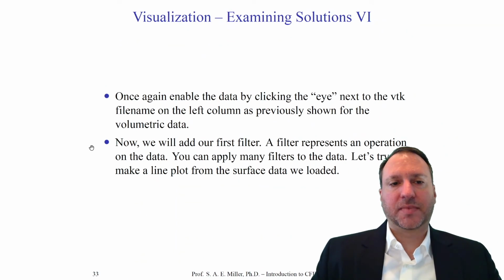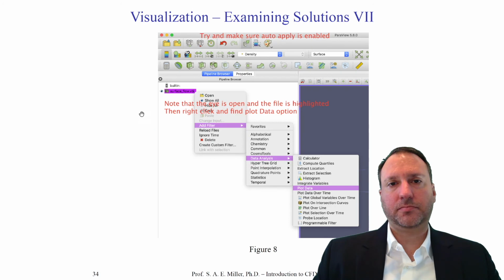Let's do that. Let's try and make a line plot from our surface data which we loaded. This is how it looks on my screen. So first make sure that you've loaded up Paraview, you've loaded the surface_flow.vtk file, and then you went up and clicked and grayed out this button, which means that you're automatically applying each operation. Now I make sure that my surface_flow.vtk file is highlighted in purple, and I make sure my eye is open.